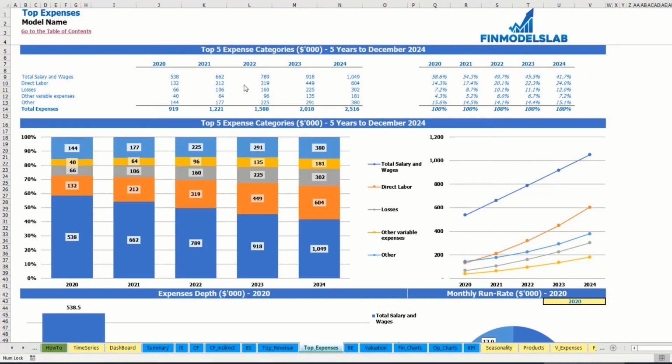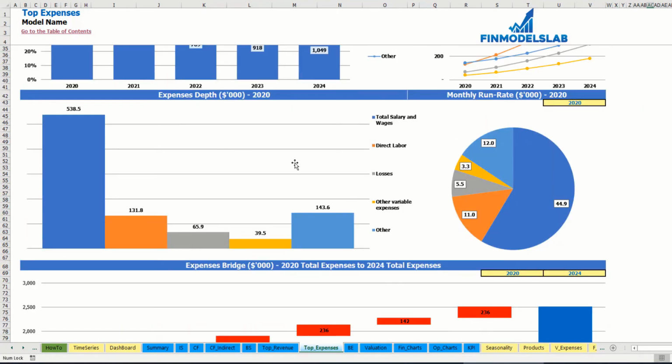On the top expenses tab, you may find the breakdown of the top 4 expense categories, and all other expenses collapsed into the other category. You may see the breakdown of absolute values by years with a total below, and also to the right you may see the percentage breakdown of these expenses. The same information you may see on the charts below, where you may find the percentage breakdown and the absolute values breakdown. On the couple of charts below you may find expenses depth and monthly run rate for the selected year.